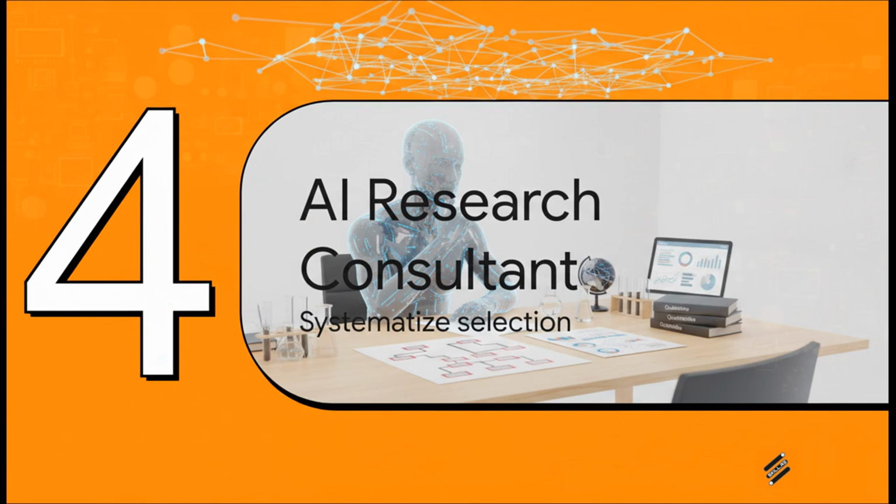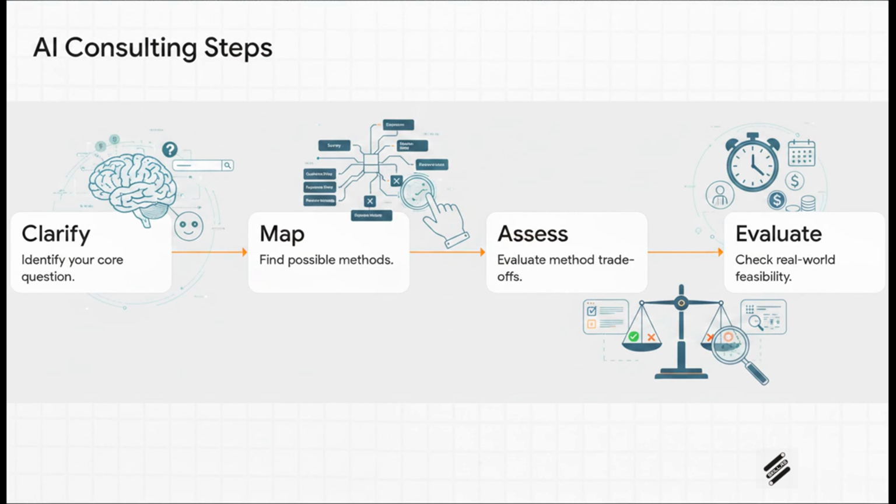Which brings us to part four, AI as your research consultant, systematizing the selection process. I want you to start thinking of AI as an objective, highly read senior consultant. But before we even begin typing a prompt, we need a quick mental checklist. What is the actual risk of the task versus the AI's capability? AI is phenomenal at brainstorming structures, but it can be terrible at final factual verification.